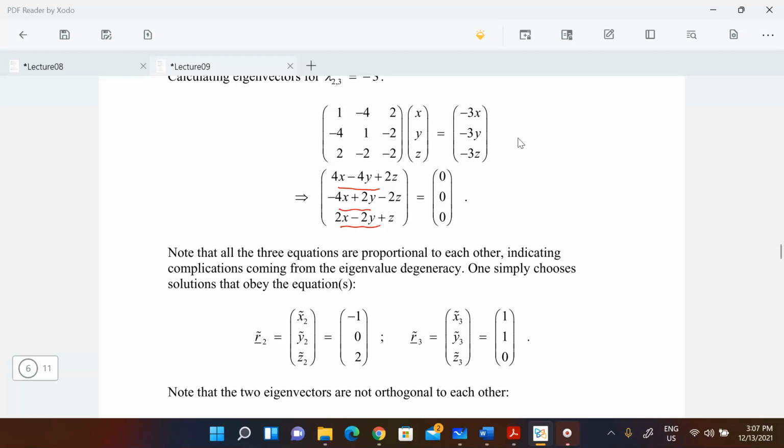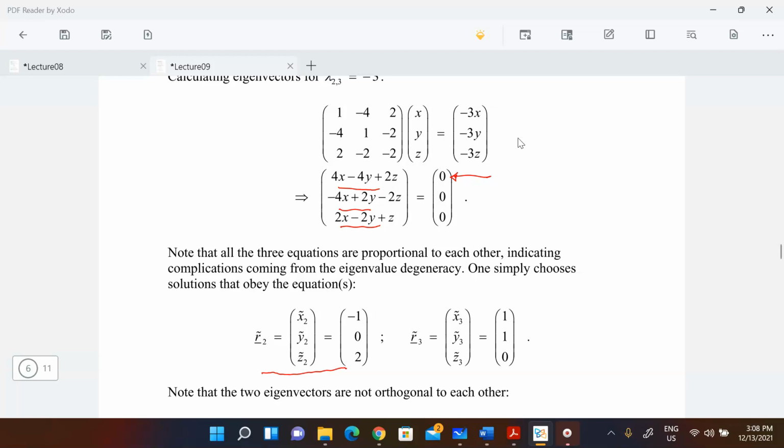even in a parametric form, or by fixing one of the variables, for example, because they are probably all the same equations, because they are proportional. So one has to just pick and choose a set of values that would actually solve this equation. So here, let's take, for example, x equals minus 1, y equals 0, and z equals 2, and substitute that, and that will definitely give you 0. So we can choose that to be one of the eigenvectors.